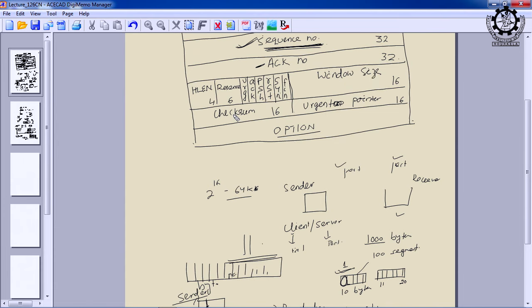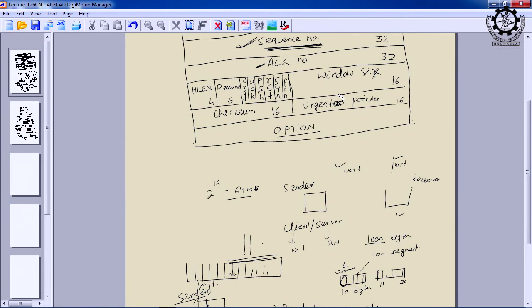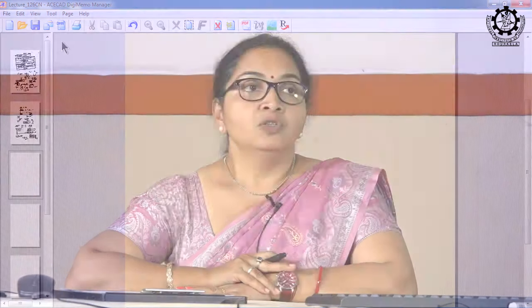Then you have the checksum field, which is always present for detecting errors in any segment. And the urgent pointer, as I told you, we will see the urgent pointer cases later, when the error control section comes, how the urgent pointers are decided and how the retransmission takes place. And options is the field we do not bother with now, because we are not going to study the options field of TCP. So, this is your TCP header, or the format of your segment.